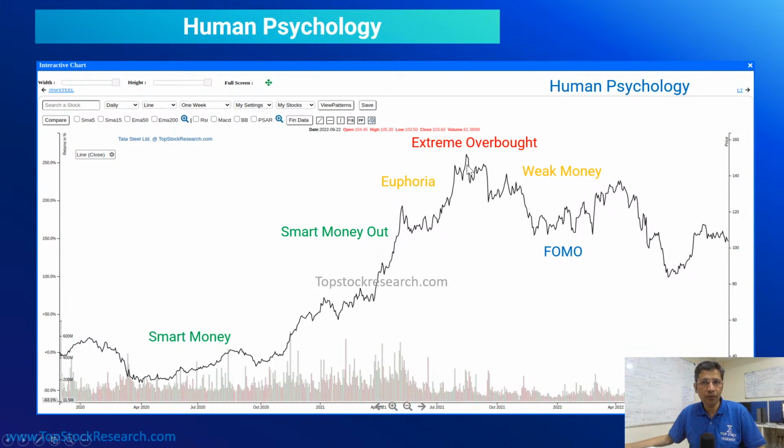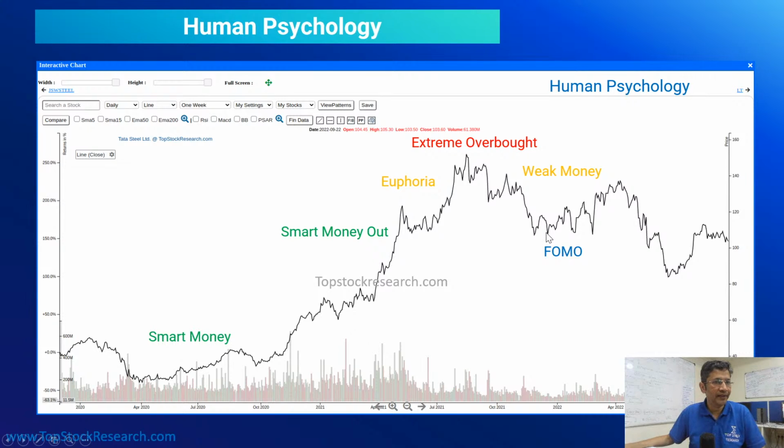So it goes into extreme overbought level, right? Once it goes into overbought level, it's simply not sustainable at that level, right? So people who have invested here perhaps would go out, people who have invested here will do profit booking, and the price is likely to go down.